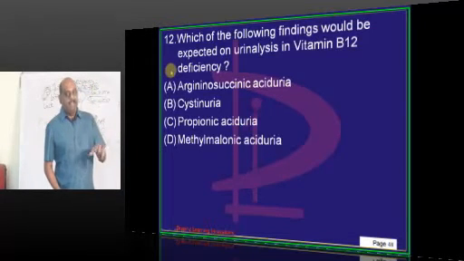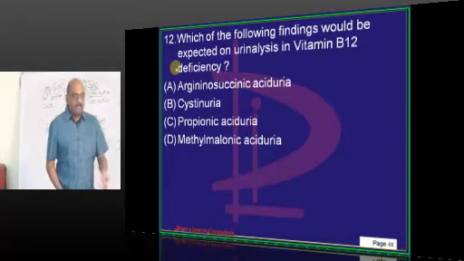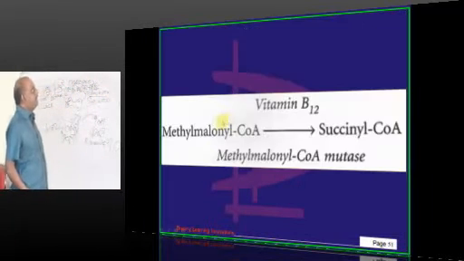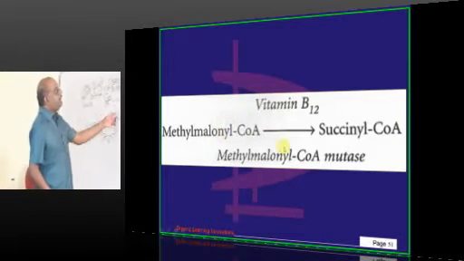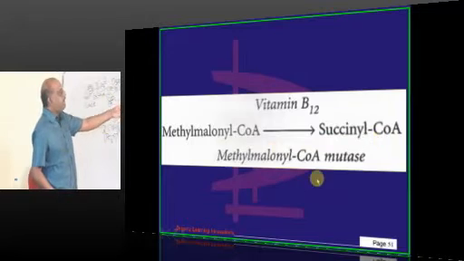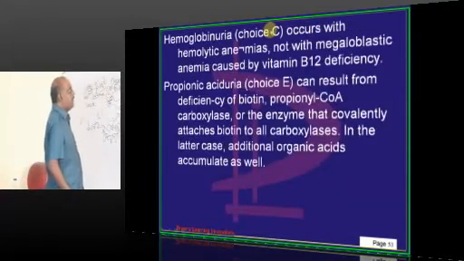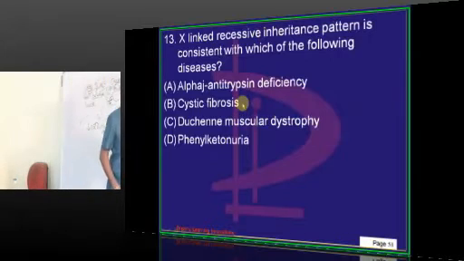methylmalonyl accumulation, leading to methylmalonyl aciduria, which is the underlying problem in case of the vitamin B12 deficiency. So methylmalonyl-CoA to succinyl-CoA conversion requires methylmalonyl-CoA mutase, for which vitamin B12 is the coenzyme, is what I want to once more emphatically underscore to you.